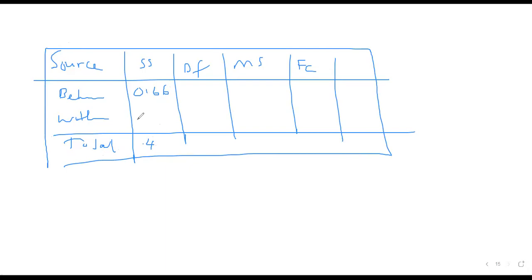How do we get within? We subtract 0.66 from 4. Okay, how do we get that? 3.34. Okay.